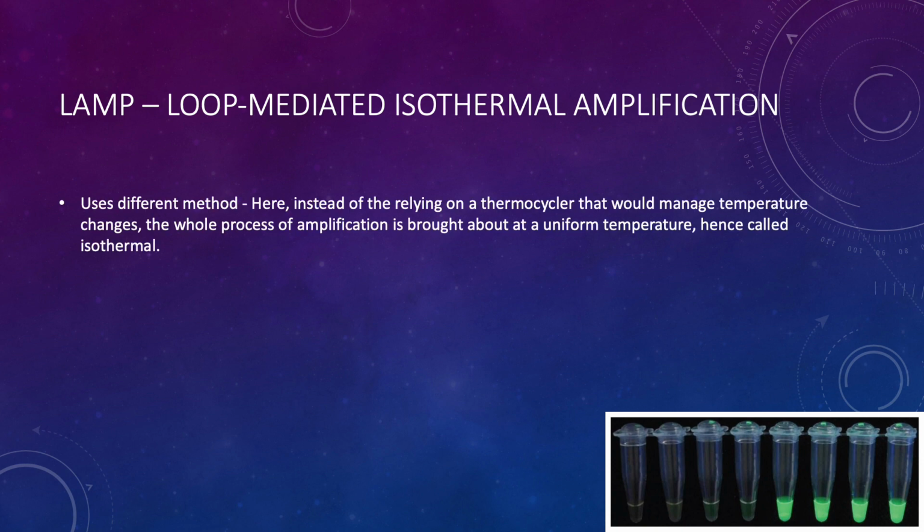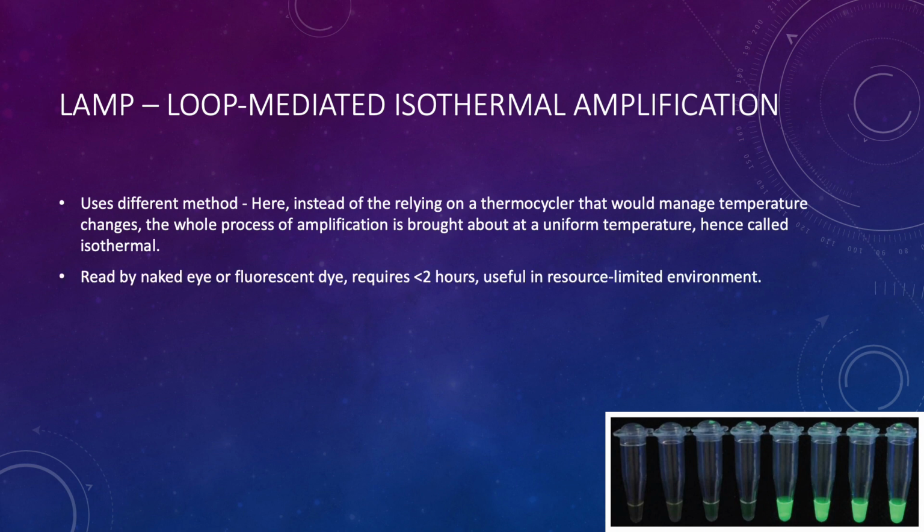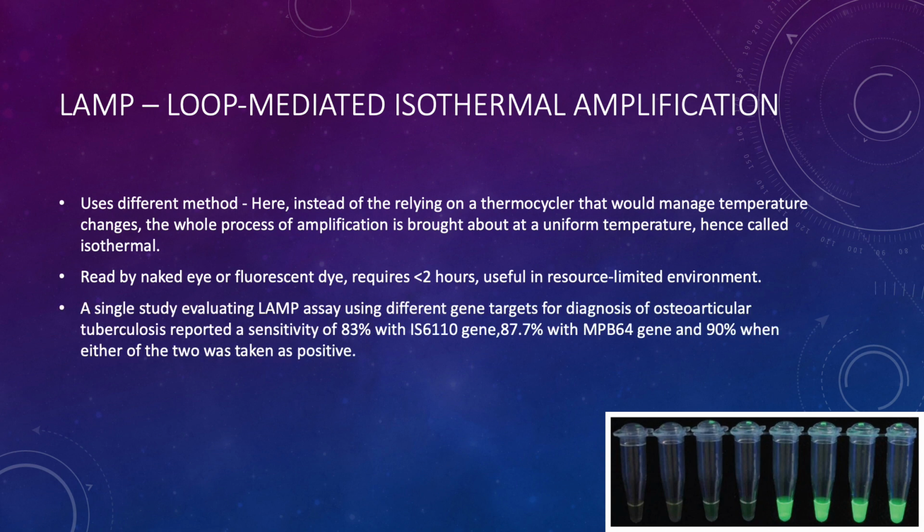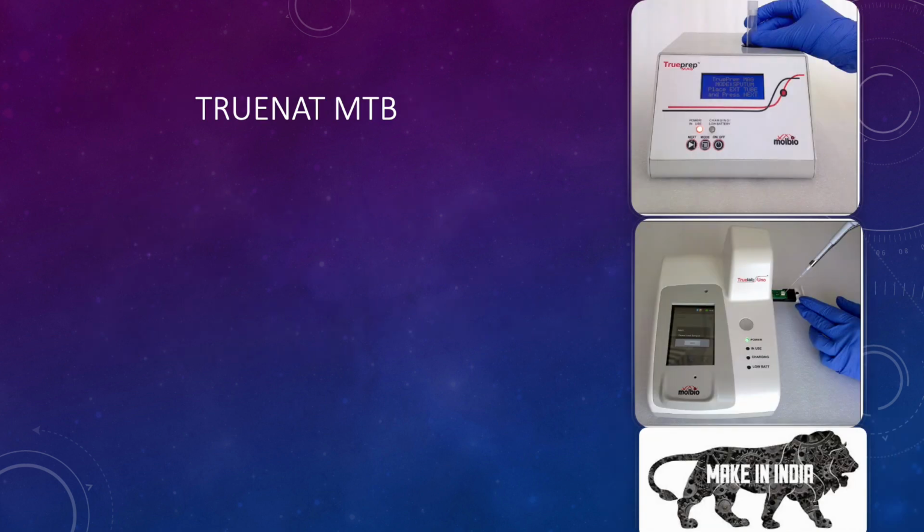Loop-mediated isothermal amplification uses a different method here. Instead of relying on a thermocycler to change the temperature, the whole process of amplification happens at one temperature. Hence it is called isothermal. This can be read by naked eye or a fluorescent dye. It requires less than 2 hours and is useful in resource-limited environments like UHCs and THCs. A single study evaluating the LAMP assay has found 90% sensitivity for recognizing 2 genes of osteoarticular tuberculosis. TrueNat MTB is only used in pulmonary TB.